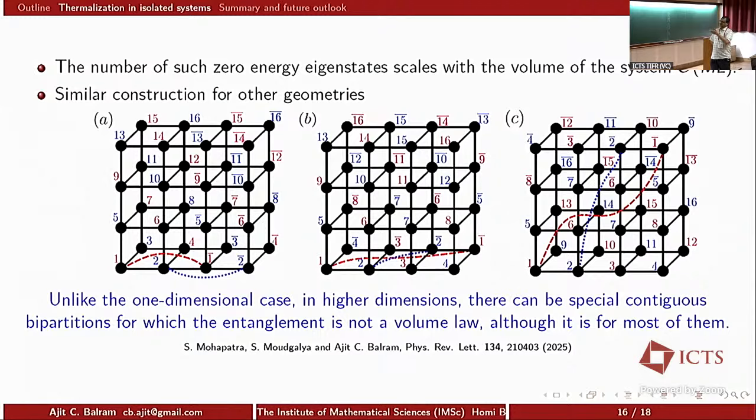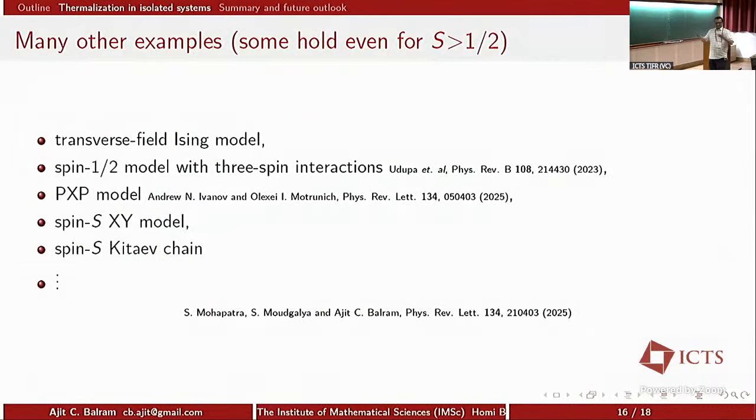But for most bipartitions that you choose, so let's say I chose the neighboring one, which was 9, 12, 11, 10, then this will have volume law entanglement because all the Bell pairs only go out of this subsystem. Okay, so I'm basically almost done.